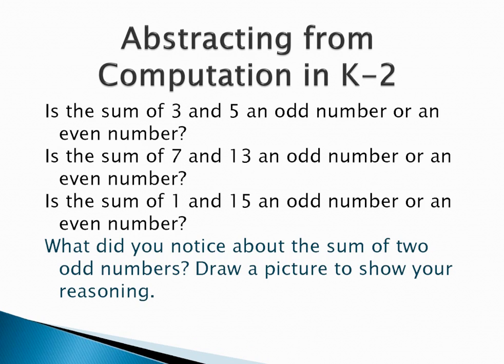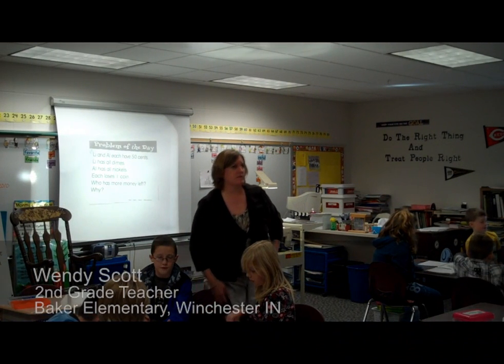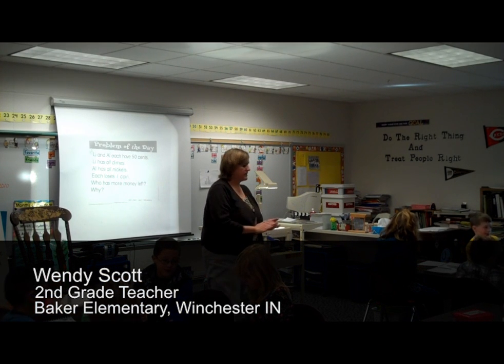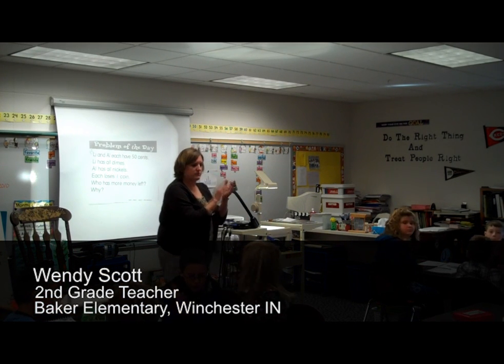In the K-2 classroom, students should have opportunities to use number sense to develop abstract relationships about numbers. For example, after students consider the sums of several pairs of odd numbers, an important question to ask students might be, "What did you notice about the sum of two odd numbers?" Furthermore, asking students to draw pictures to support their reasoning develops their abstract thinking. Ms. Wendy Scott is a second grade teacher at Baker Elementary School in Winchester, Indiana.